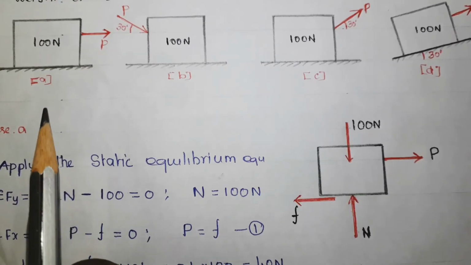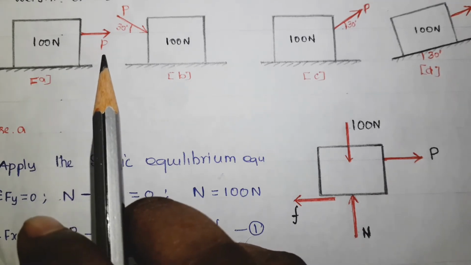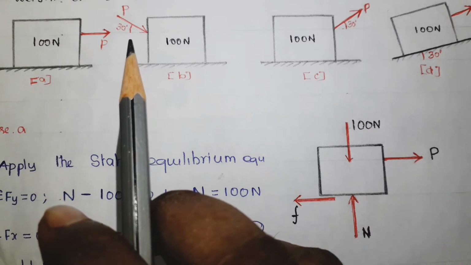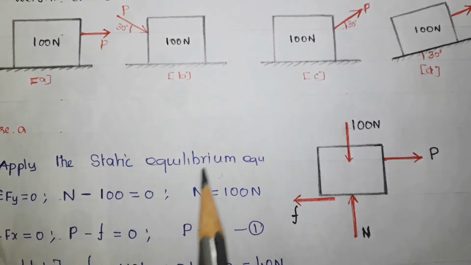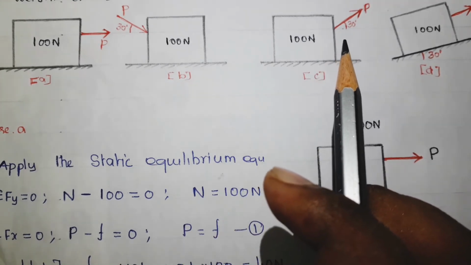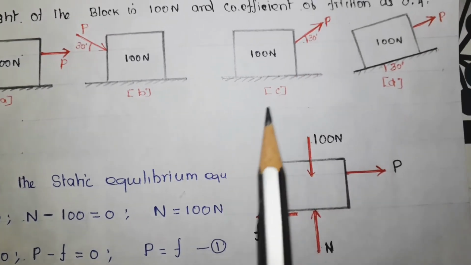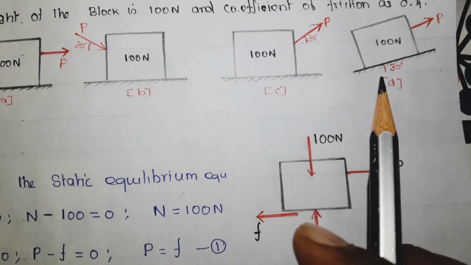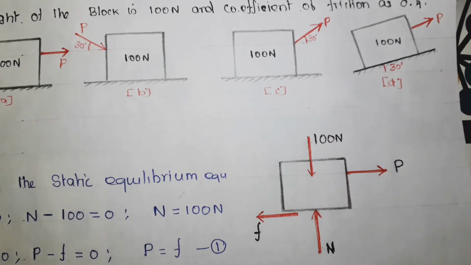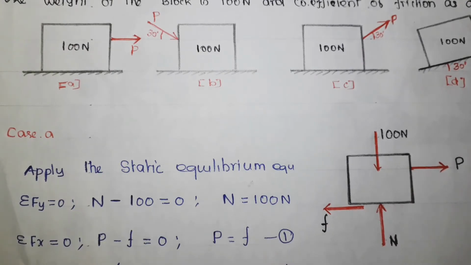Now here there are 4 cases: A, B, C and D. In A, the force is applied in the horizontal direction. In the case of B, the force P is applied at a 30-degree inclination, and it is pushing the object. In the case of C, the force P is applied at a 30-degree inclination, whereas it is pulling the object. Now in the case D, the object is kept on a 30-degree inclined plane and the force P is parallel to that inclined plane. Now let us go to the first case and draw the free body diagram.